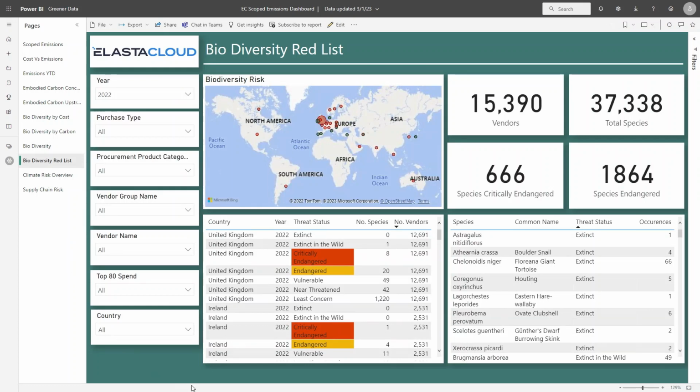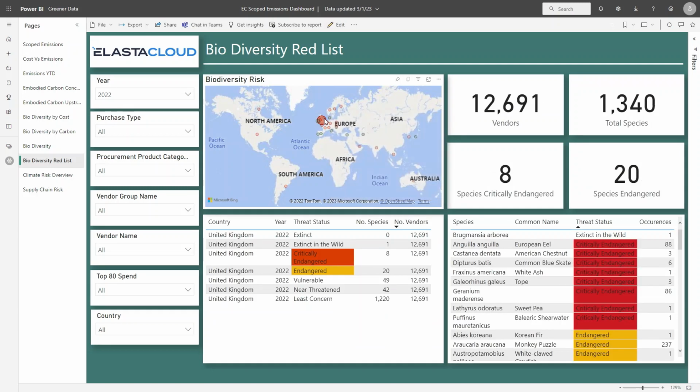On this page, we have a more focused view of the species at risk within a country. In the top left, we again have the biodiversity risk visual, showing the RAG status of a country. However, now when we select the country, we are able to see the breakdown as to which species have been identified and what their threat status is.